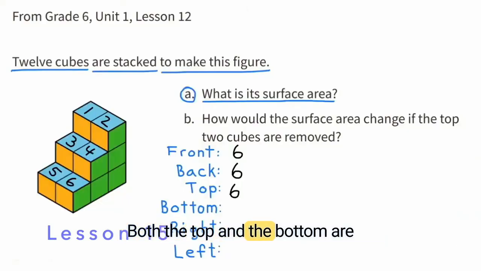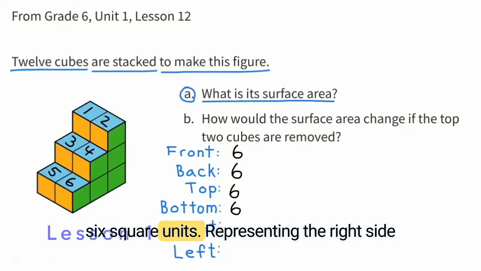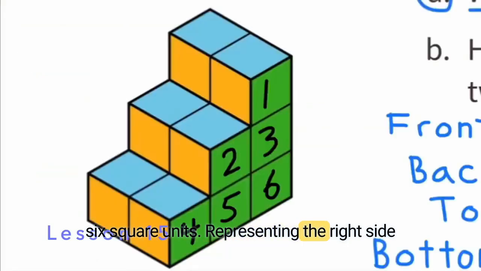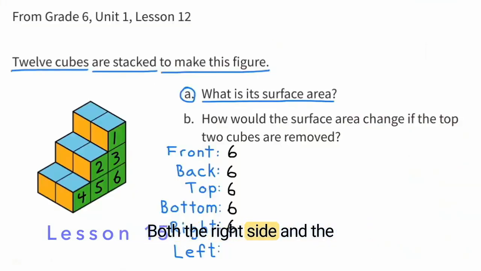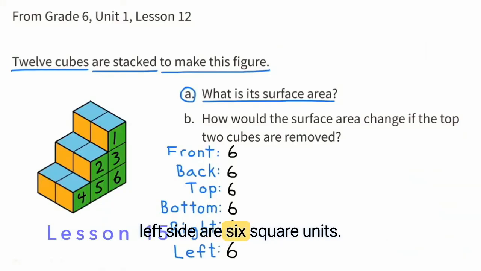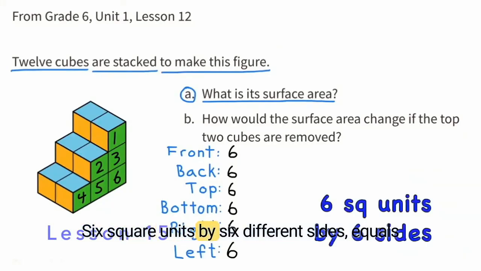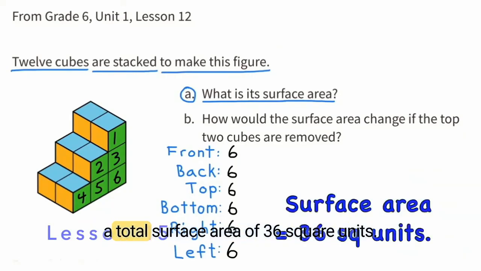Both the top and the bottom are 6 square units. Representing the right side in green, another 6 square units. Both the right side and the left side are 6 square units. 6 square units by 6 different sides equals a total surface area of 36 square units.